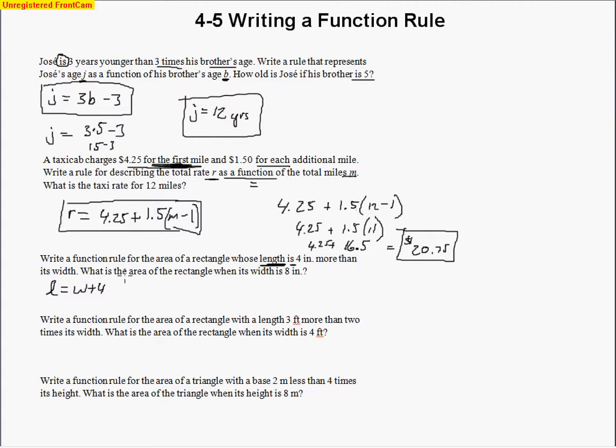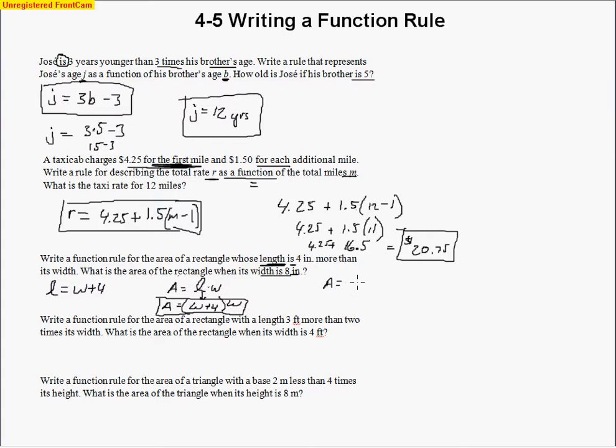Now it says what is the area of the rectangle when its width is 8. So for area, we need to know length times width. Instead of writing length and width, we're going to write W plus 4 in place of the L, and then multiply that by W. So this is the formula that we're going to end up using here. Now I know what W is, so let's go ahead and find the area.